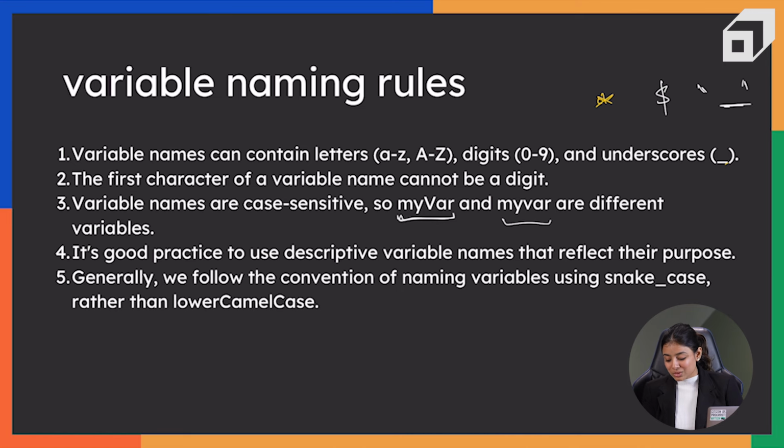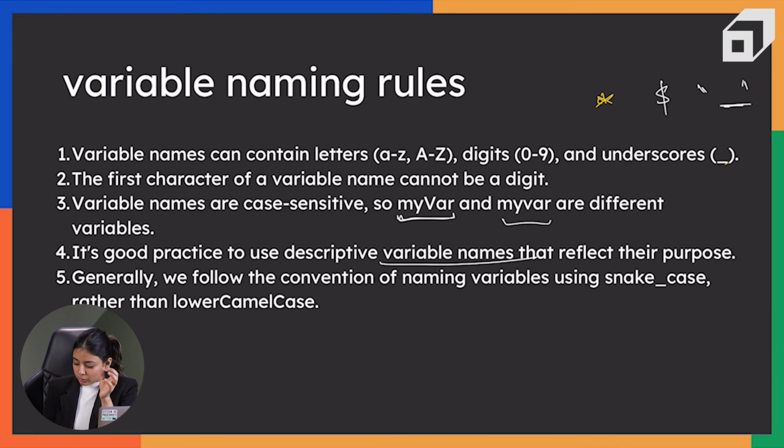Fourth, which is a good practice to follow, we should use descriptive variable names that reflect their purpose. For example, if you want to store the name of a person, create a variable name that tells me that it is a name of a person. Don't just have random variable names, for example A, B, C, X, Y, Z, whatever. Obviously you can create those variable names, but it's not a good practice. The good practice is to always create variable names that tell us what kind of value that variable name is holding.